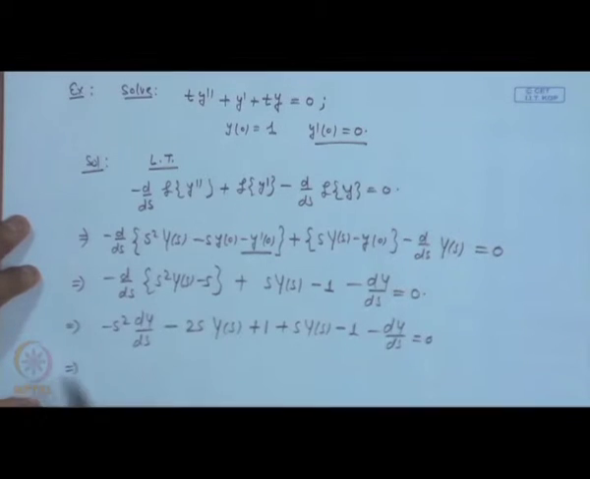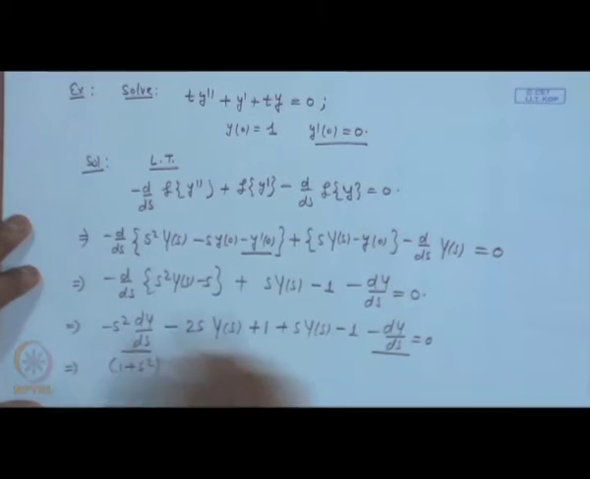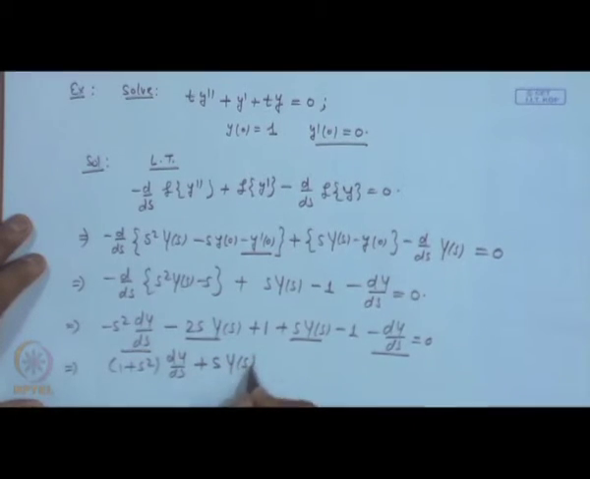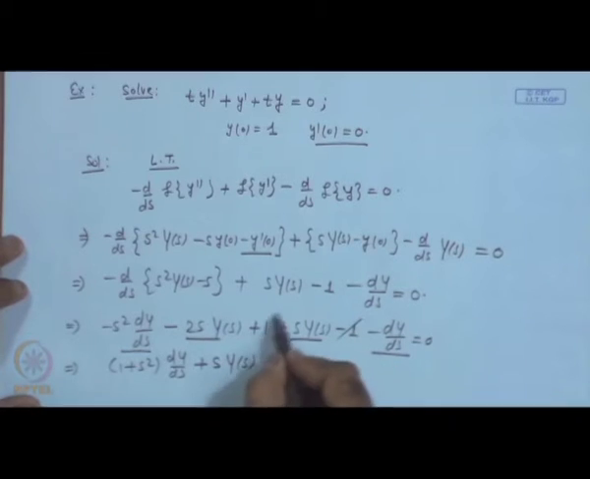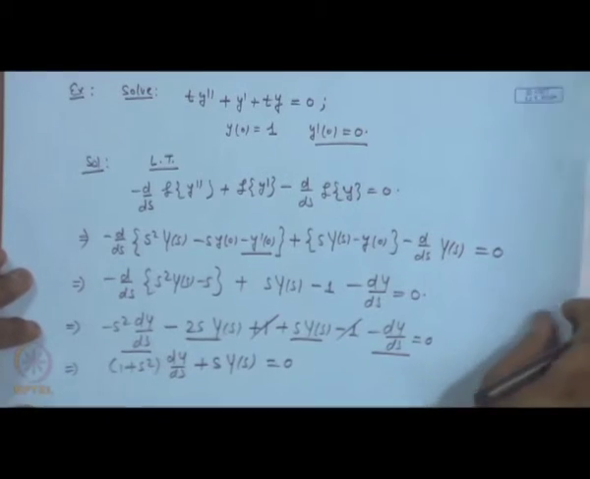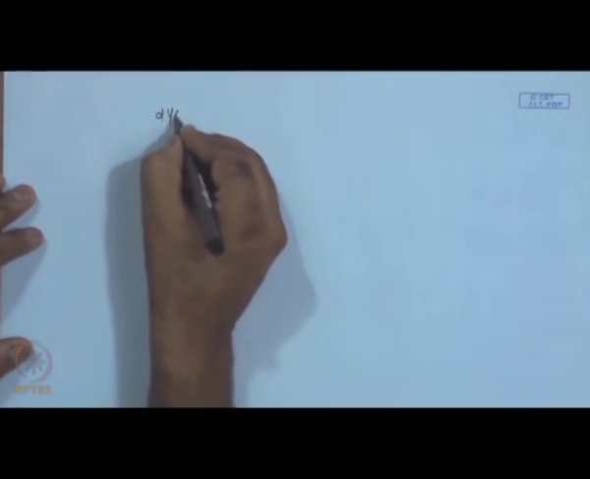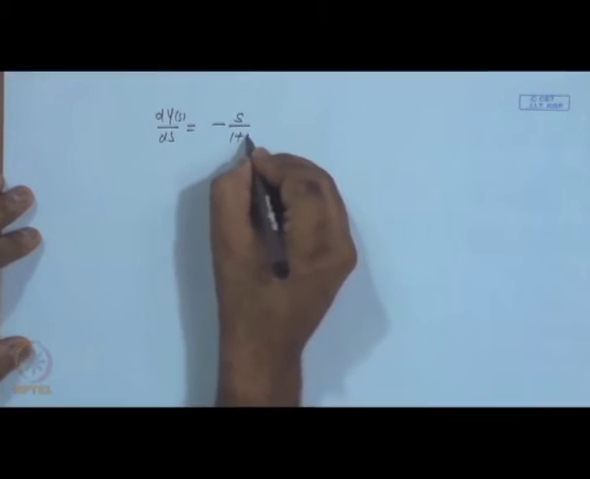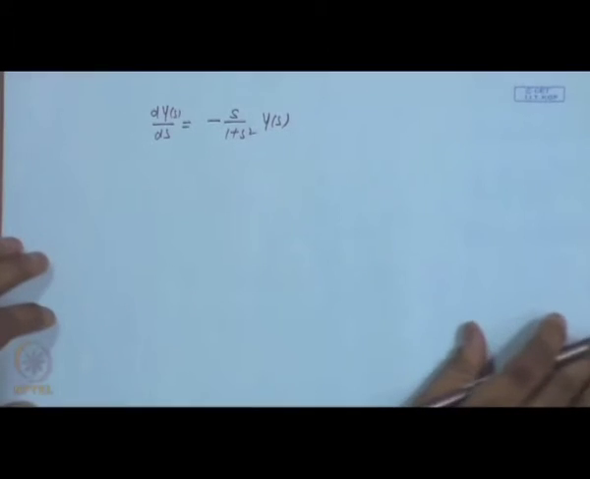So, we collect the terms of this dY over ds. We have 1 plus s squared, let us multiply with the minus sign. So, dY over ds, then here we have minus s Y(s). So, s Y(s) we have multiplied by minus 1, and anyway they cancelled each other, and then we have is equal to 0. So, what we get, the differential equation, is dY(s) over ds is equal to minus s over 1 plus s squared times Y(s), and this we can easily solve.